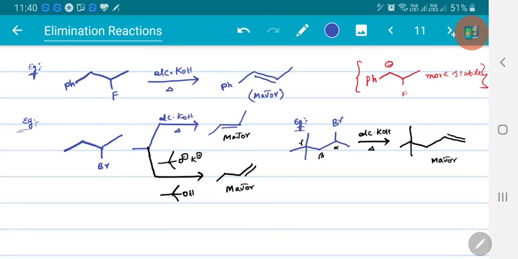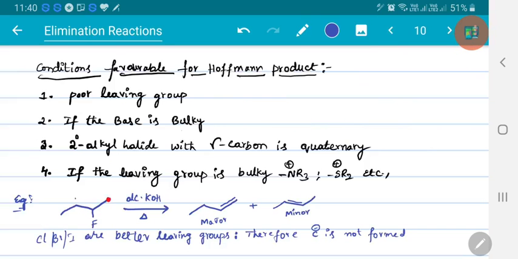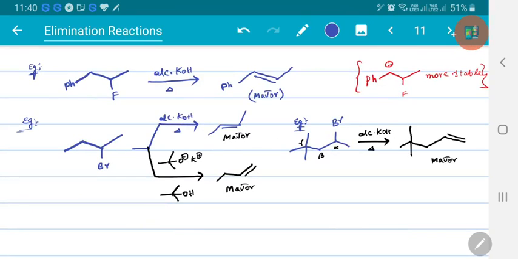Let me take one more example regarding the fourth condition. The leaving group must be either a quaternary ammonium salt or salts like SR2 plus in such cases. So let me take a quaternary ammonium salt, right? This is the leaving group. Now if it is allowed to react with OH minus on heating, here of course high temperature is required, 100 to 200 degrees centigrade.